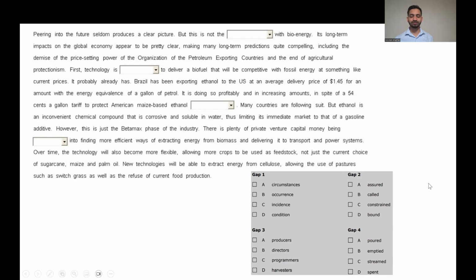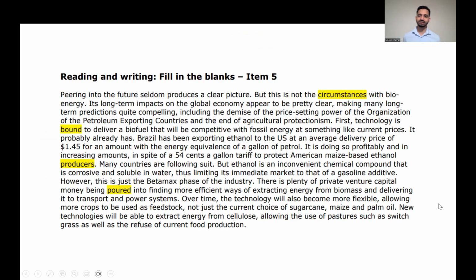So let's look at the answer. Please pause and do it on your own. And if you have done it on your own, then we will see the answers. So the correct answers are circumstances, bound, produces, ethanol produces, and poured into finding more efficient ways of extracting energy.